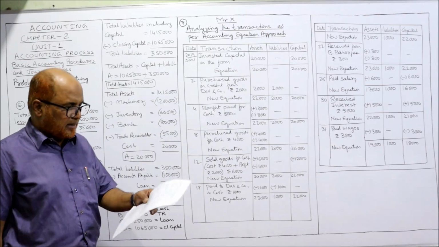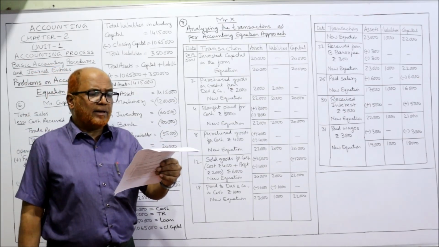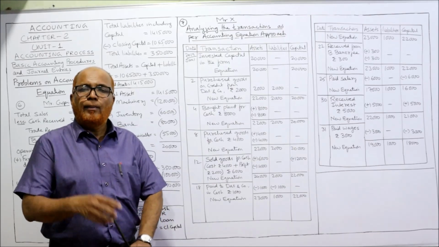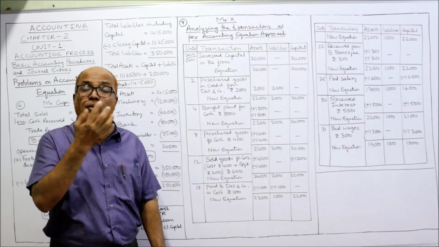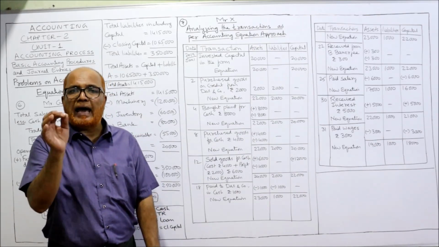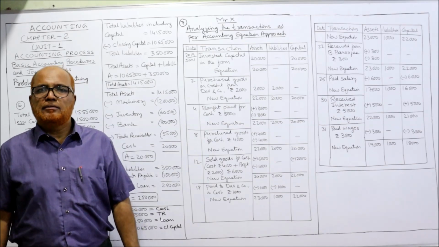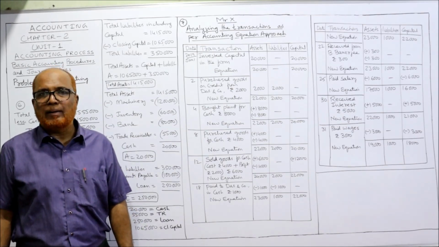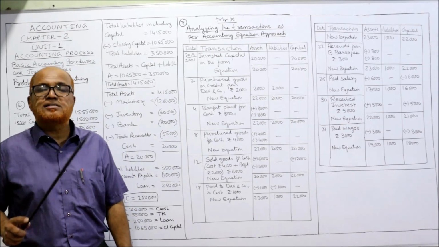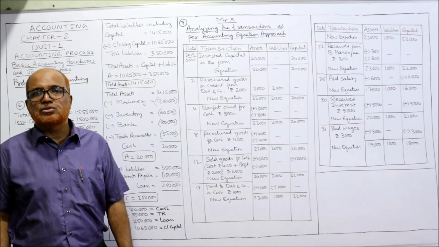Satisfied. Next, 18th. Paid to Das and Company in cash 1,000. Paid to Das and Company. Who is Das and Company? A creditor, supplier, a liability. So 1,000 rupees are paid for liability. So what will happen? Our assets are decreasing by 1,000 and liability is also decreasing by 1,000.